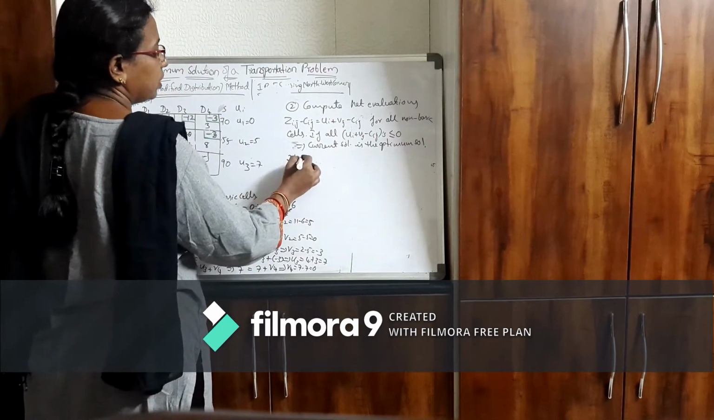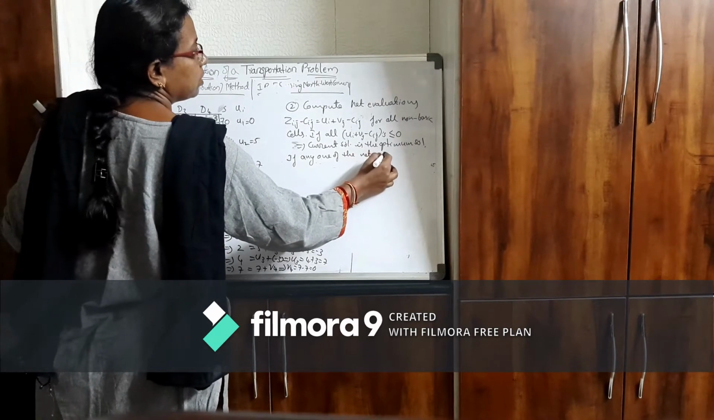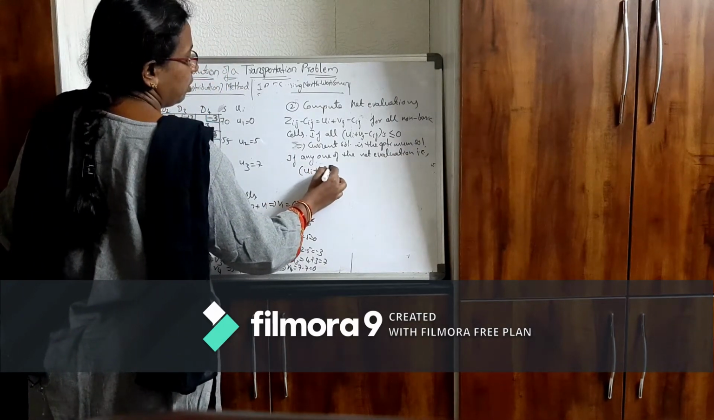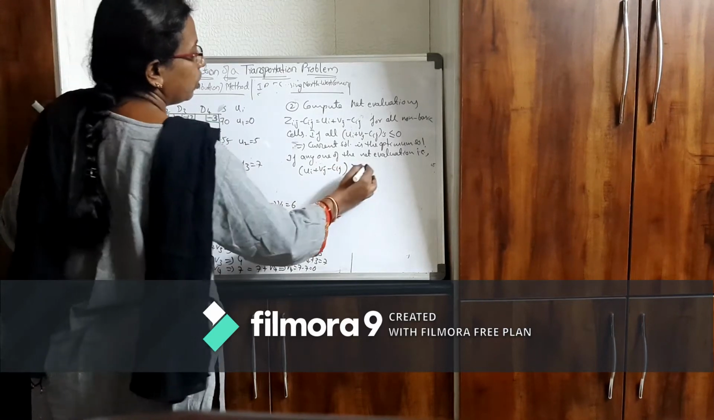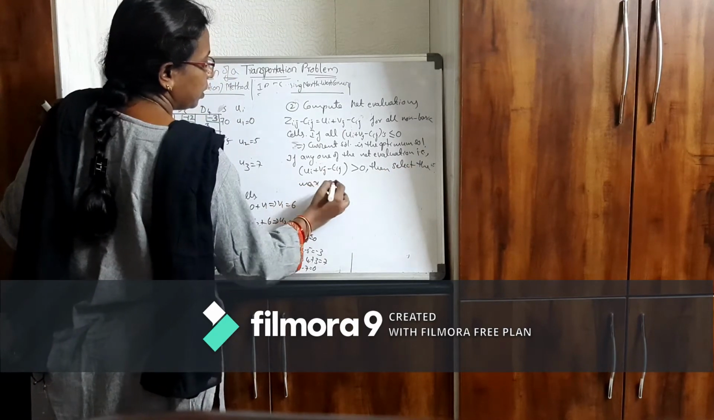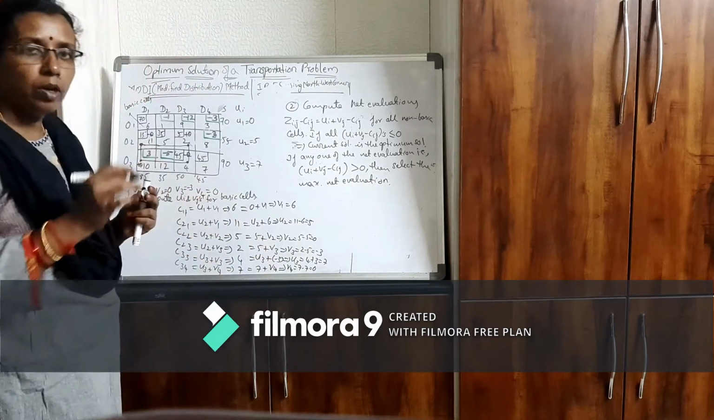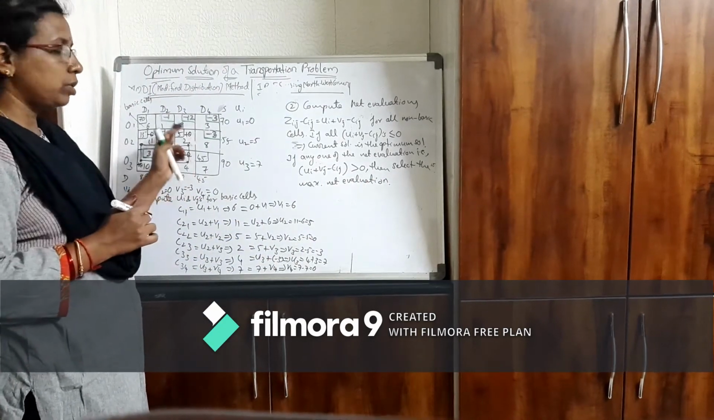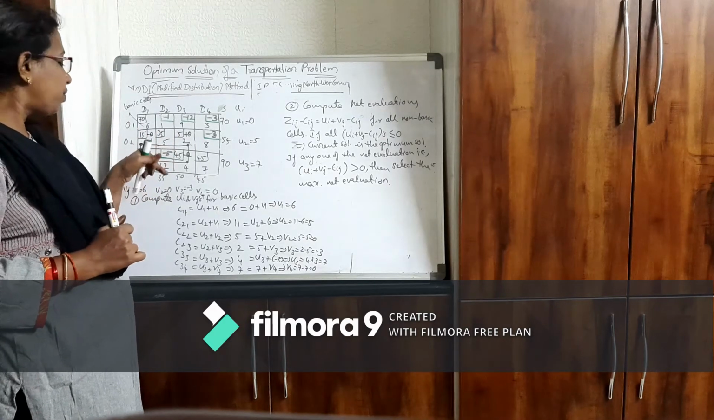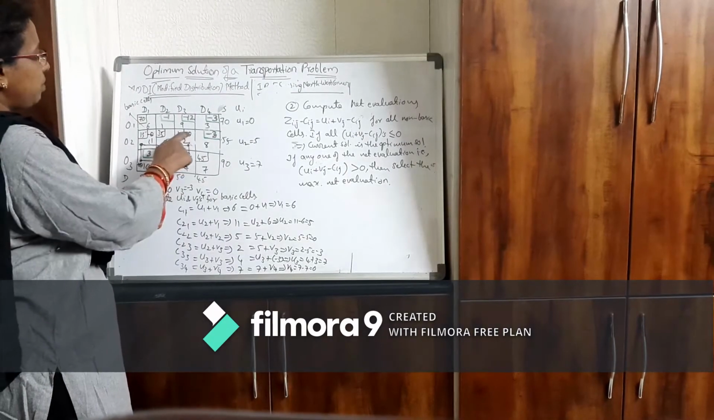If any one of the net evaluations, that is Ui plus Vj minus Cij, is greater than 0, then select the maximum net evaluation and form a loop such that it passes through the nearest basic cells and allocate thetas alternately, starting with plus theta from the maximum net evaluation. So here I have given plus theta, minus theta, plus theta, minus theta.